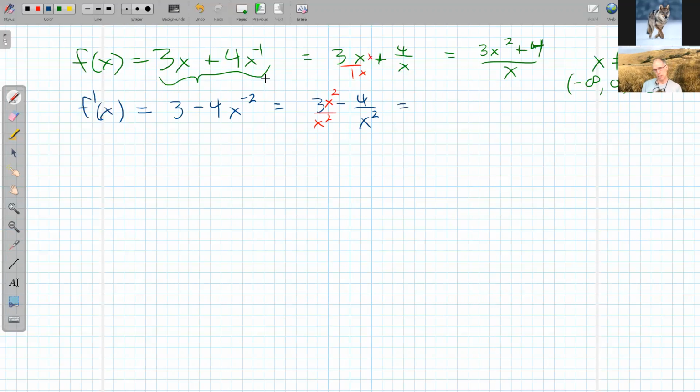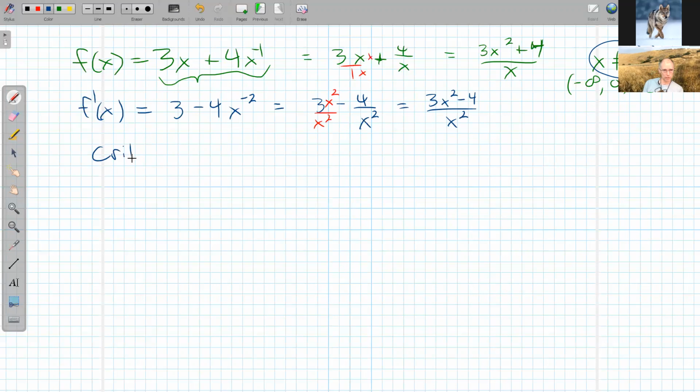Color scheme of the day. Green function, blue derivative, red second derivative. So we get 3x squared minus 4 over x squared. And with a rational function, the denominator can't be 0, and that matches what we found earlier. If x is 0, we get a problem. The only way we're going to get critical values of this is if the numerator is 0.